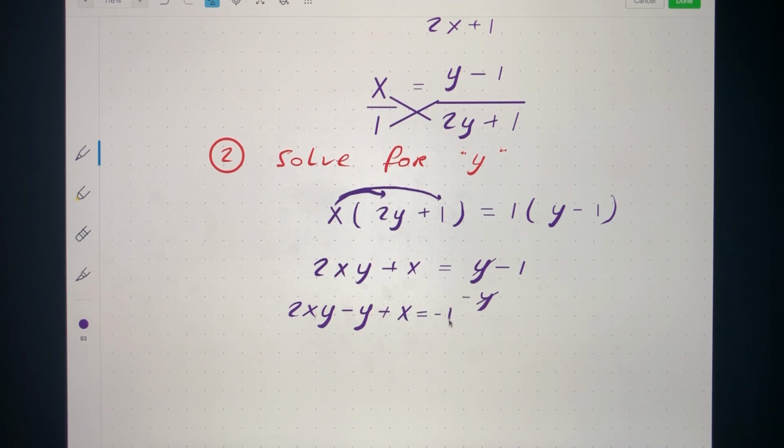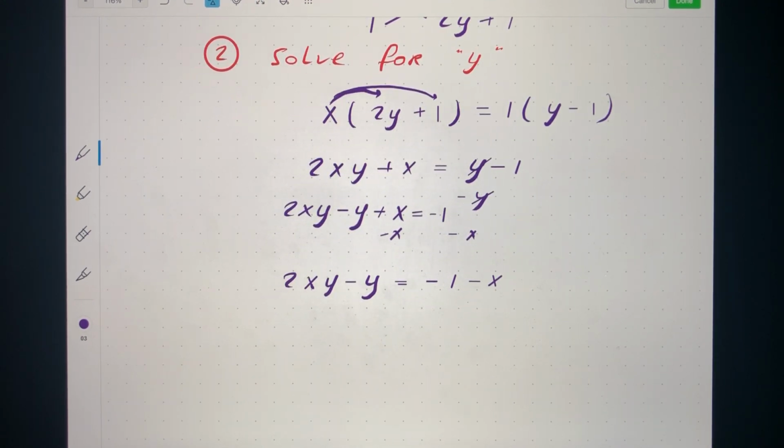And now we have 2xy minus y plus x is equal to negative 1. If all the y's are on the left, then everything that doesn't have a y has to be on the right, which means we have to subtract the x from both sides to cancel the x's. Now we have 2xy minus y is equal to negative 1 minus x. Since we have y in both of these terms, we can factor out the y, which gives us y times (2x minus 1) is negative 1 minus x.